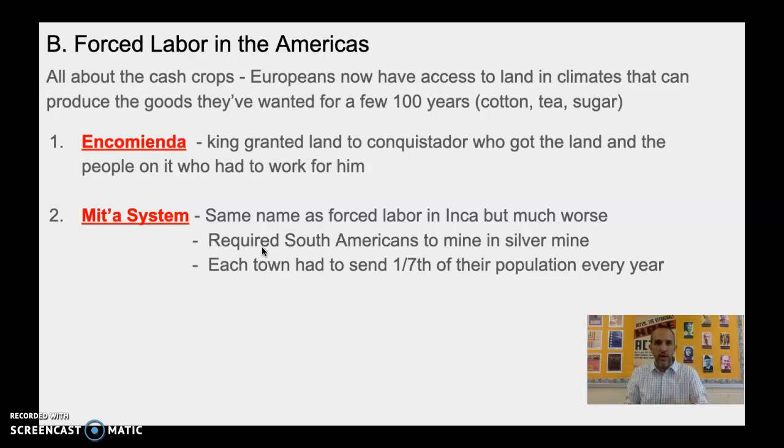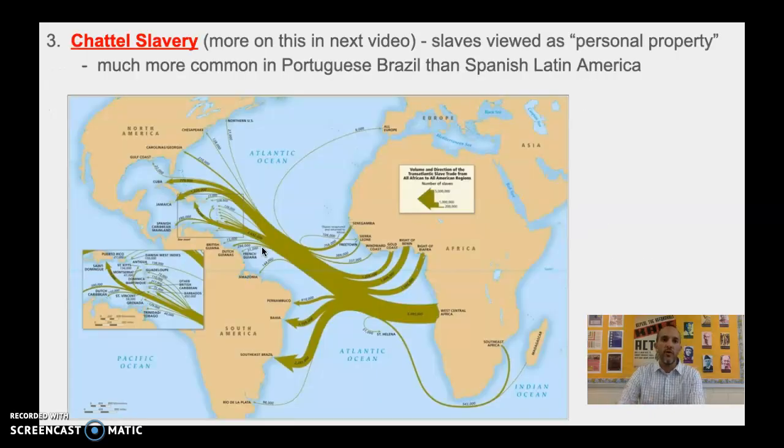Mining is a horrible job at this point. Many people are going to die as a result of the mining of this silver. Really horrendous. And the one other thing that we'll really get into in the next unit is called chattel slavery. This is probably the slavery that you think about in your mind, in which slaves are viewed as personal property. These are African slaves who are going to be brought over to the Americas and forced into working for the Spanish.